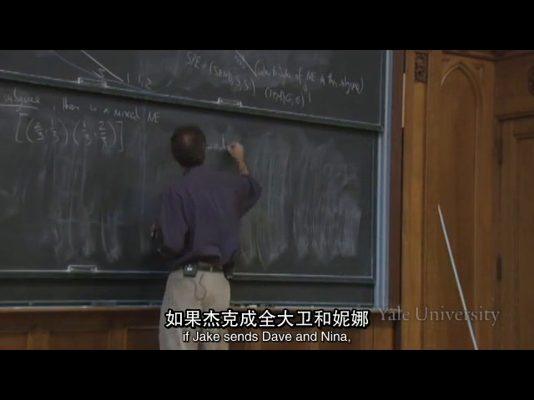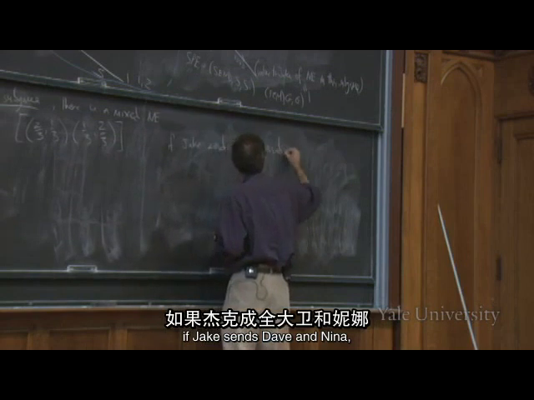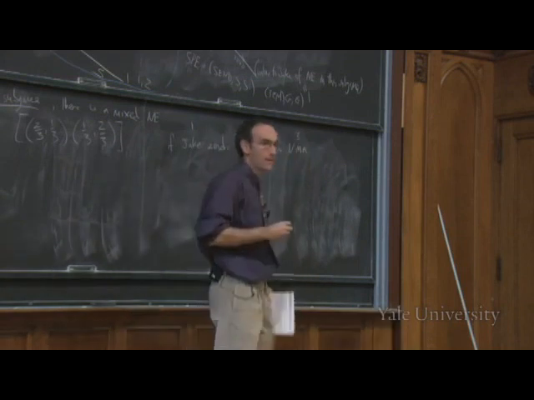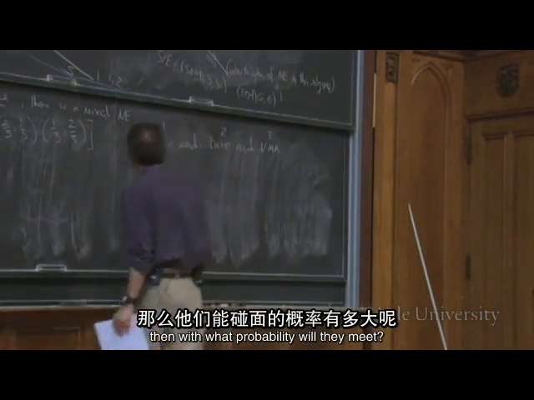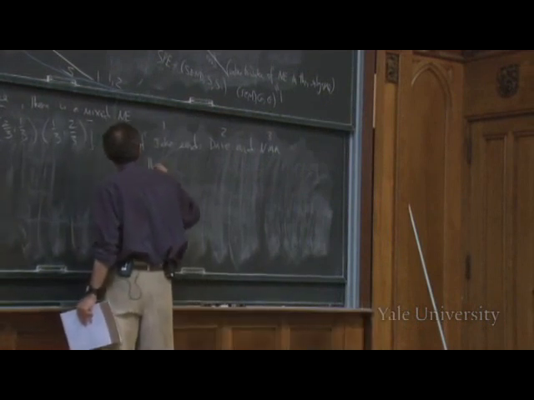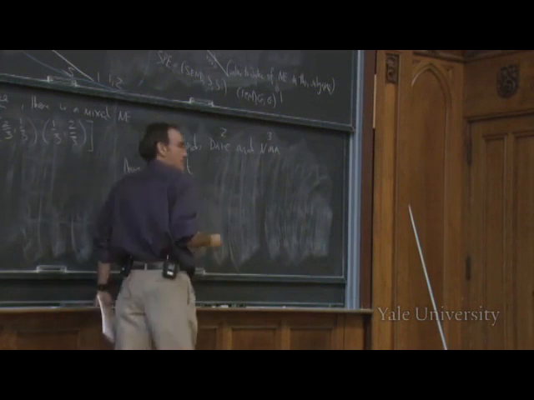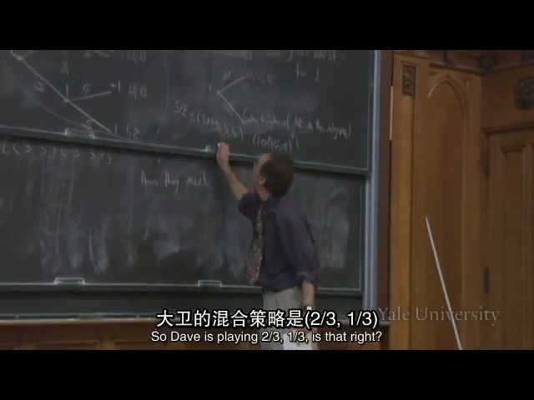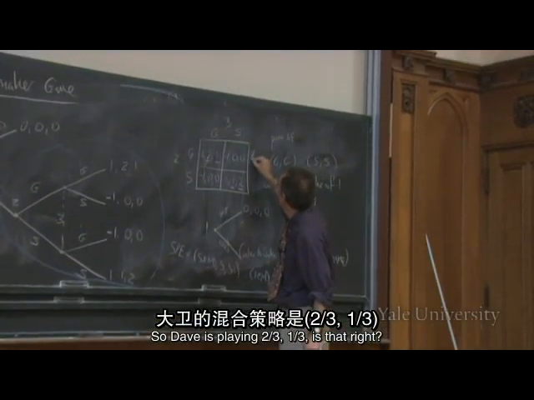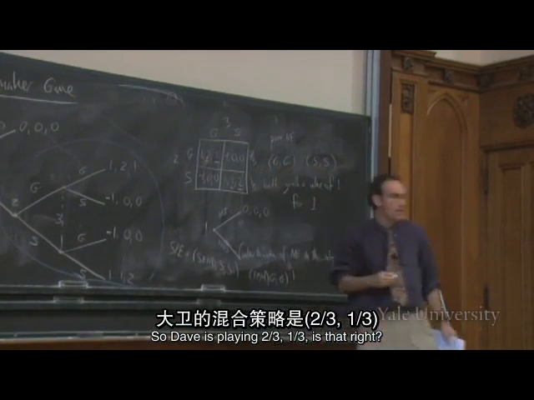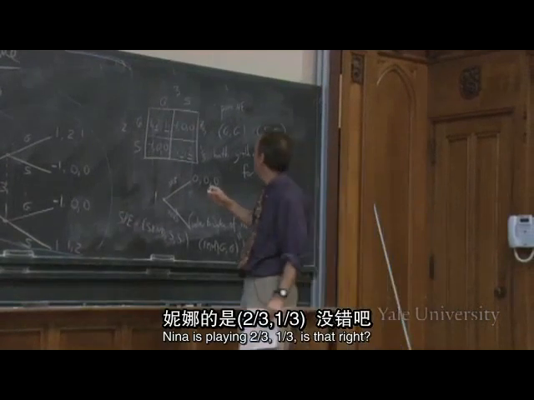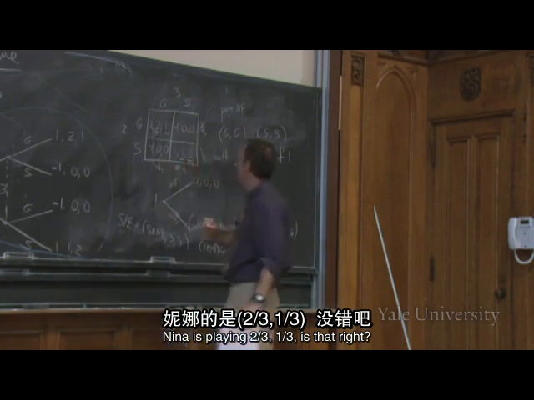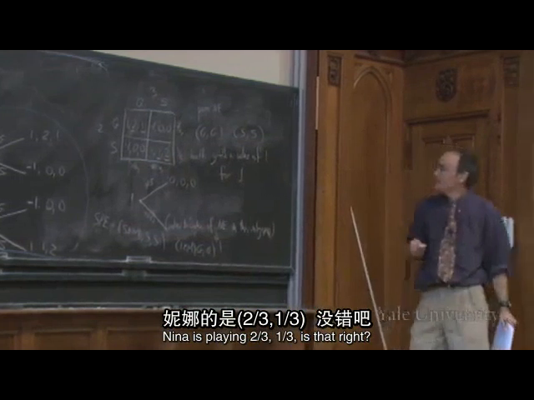if Jake sends Dave and Nina, or more anonymously if player 1 sends players 2 and 3. Then, with what probability will they meet? Well, this is just a little math exercise. Let's have a look at the game again. So, Dave is playing 2/3, 1/3, is that right? And Nina is playing 2/3, 1/3. All right, is that right?